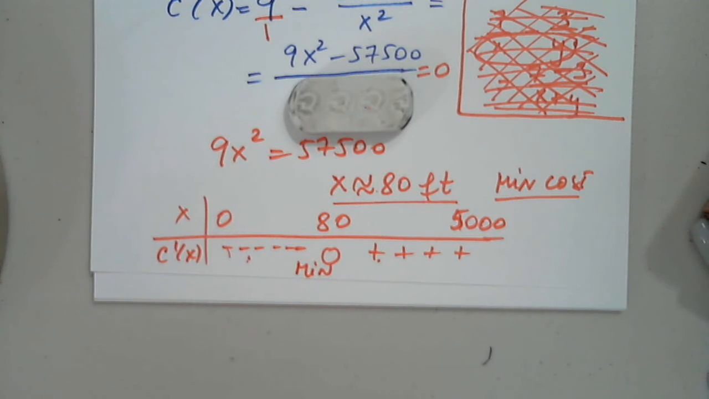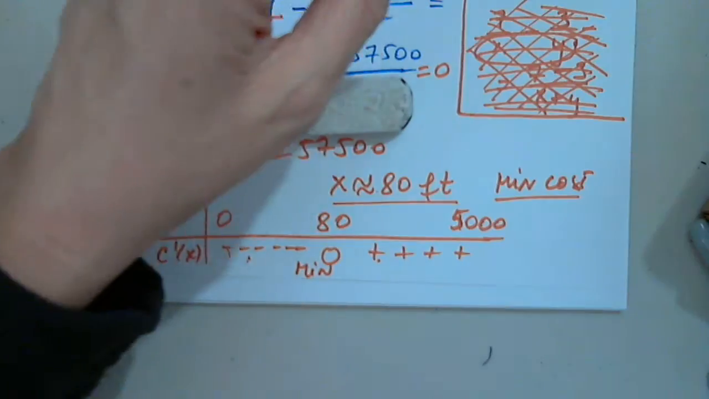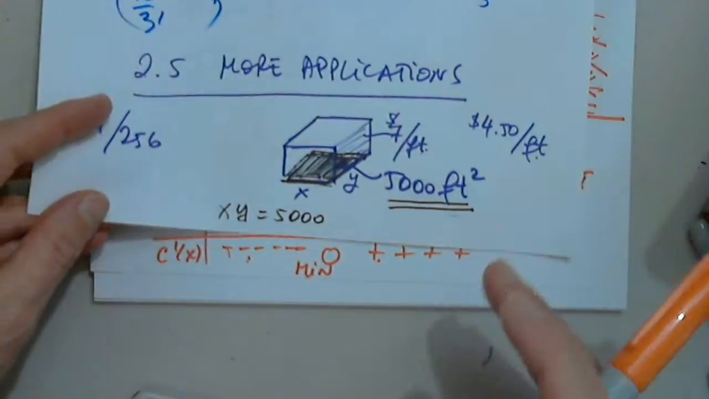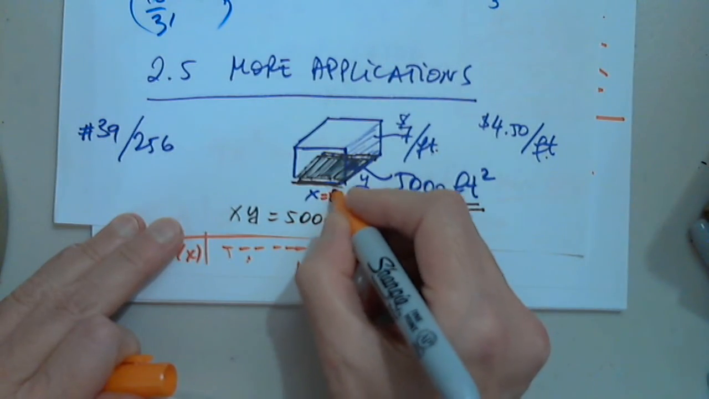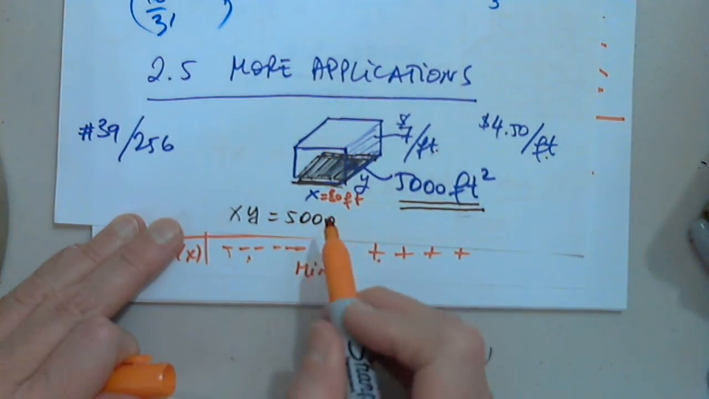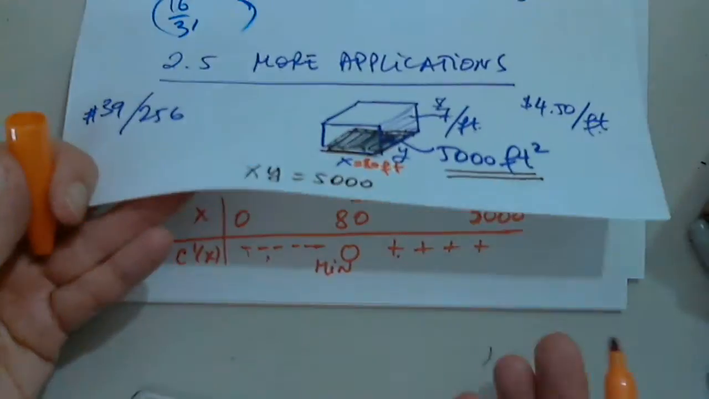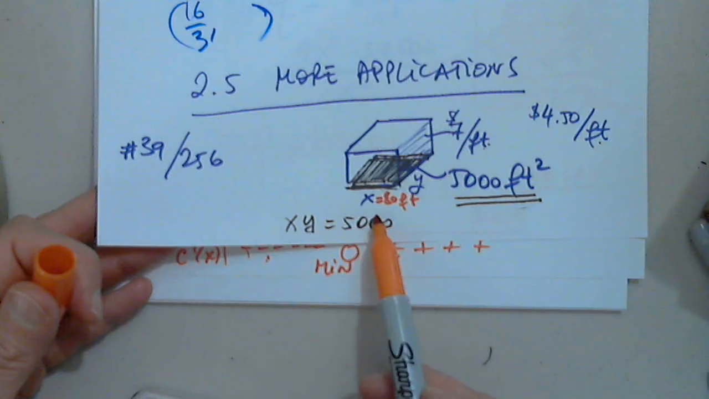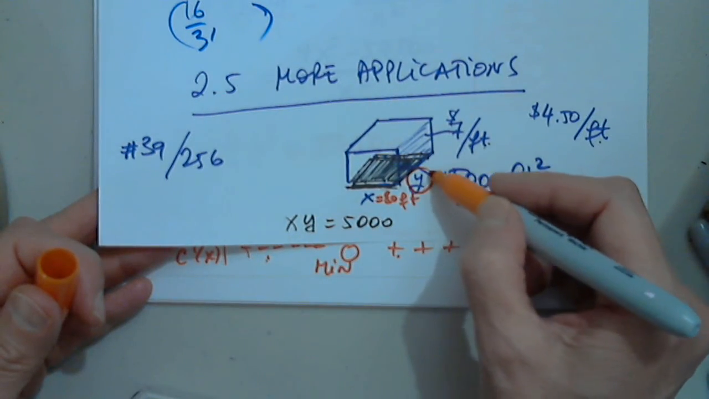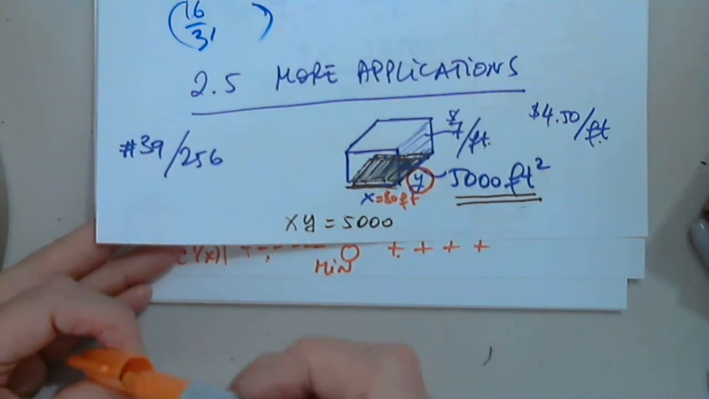Any questions on this? So 80 feet, that's the minimum cost? No. This is 80. And this will give a minimum cost. We'll determine the minimum cost in a minute, but I just wanted to make sure before I go to the next page. Is this clear? Yes. Now I have to find the y value, and then I will find the minimum cost.